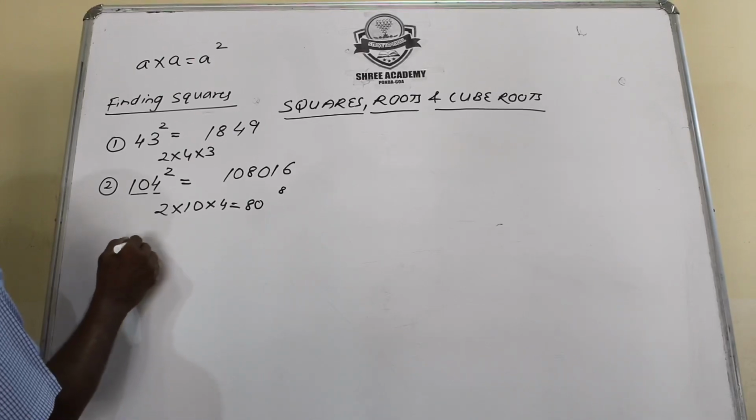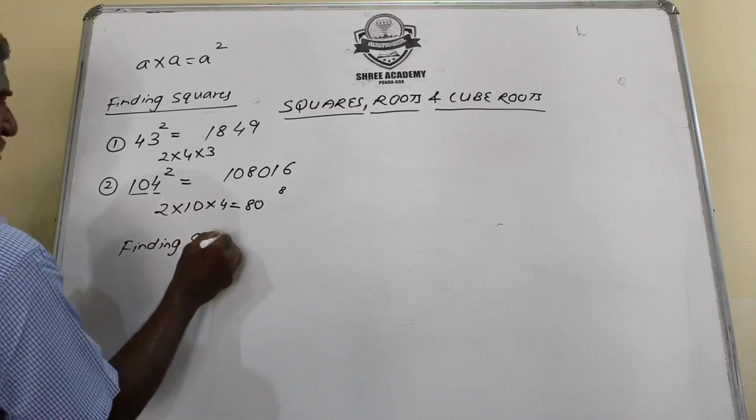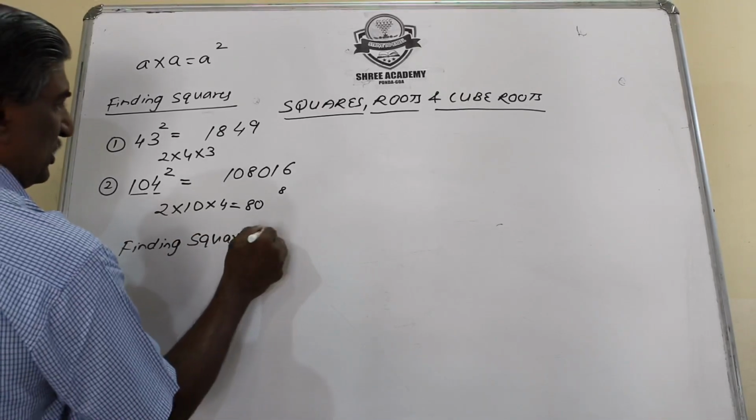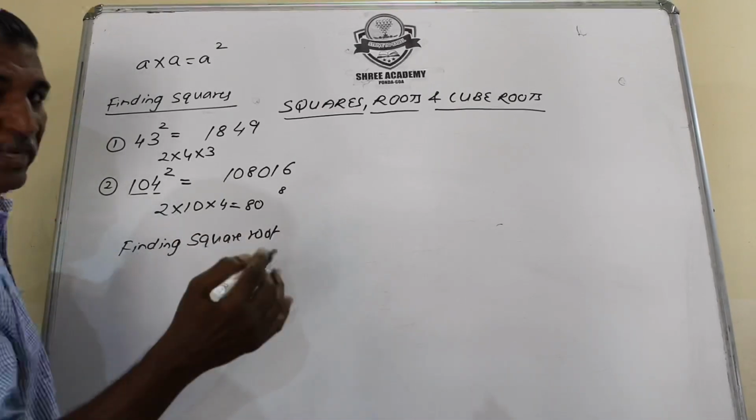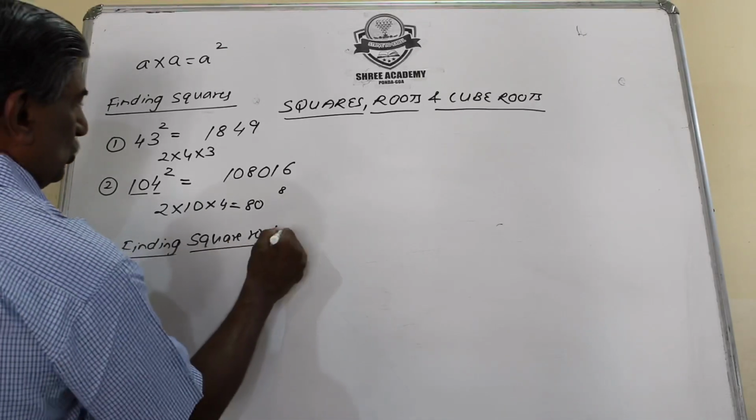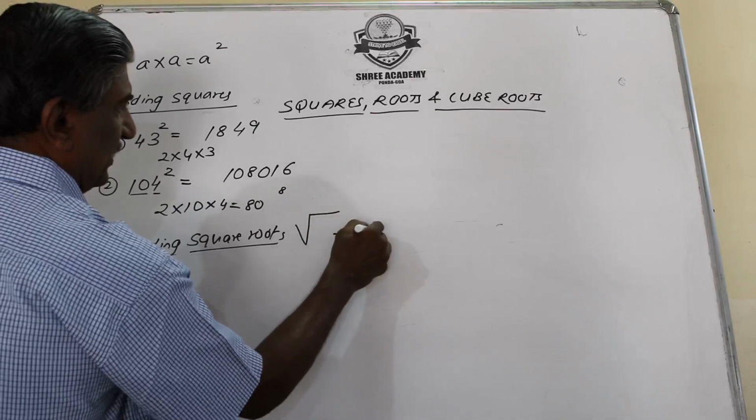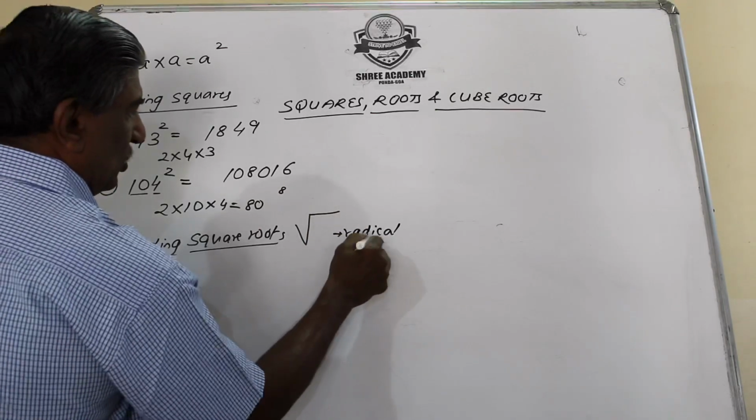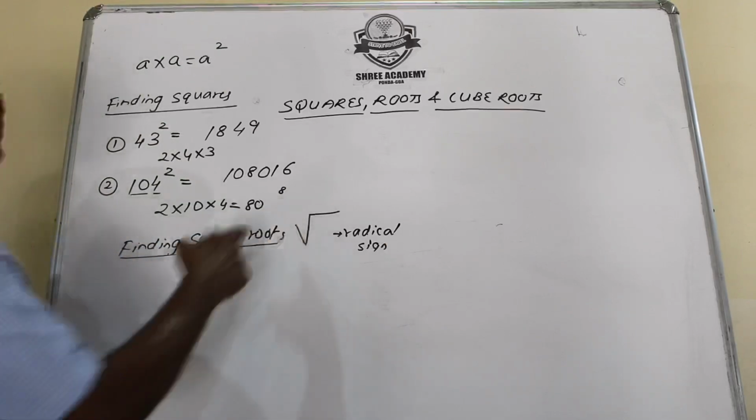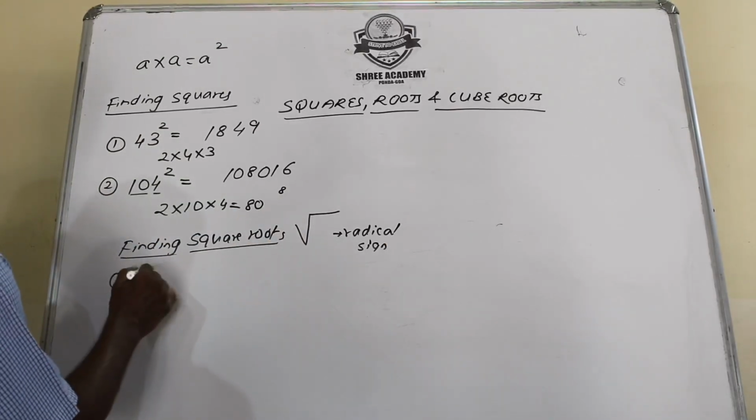Now next we will be finding square roots. So what is square root? Square root is the number which when multiplied by itself will give you the square. Now finding square roots, we should remember this sign is called the radical sign. Now if nothing is written, it means it is the square root. So there are methods for doing this.